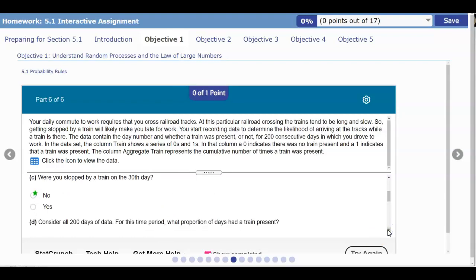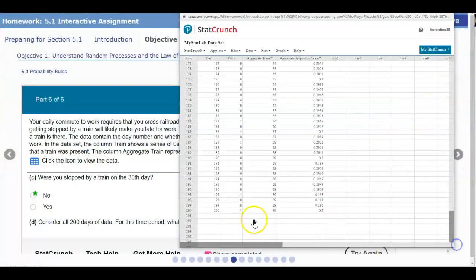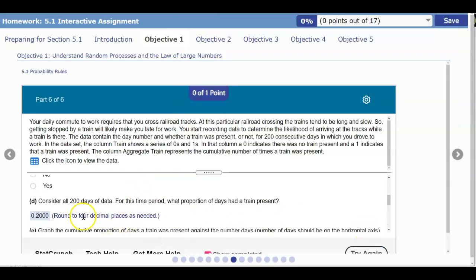Now consider all 200 days of data. For this time period, what proportion of days had a train present? So we're going to go all the way down to 200, and then all the way to the right over here, and the proportion is 0.2. In our question, we're going to round it to 4 decimal places, so it's 0.2000.